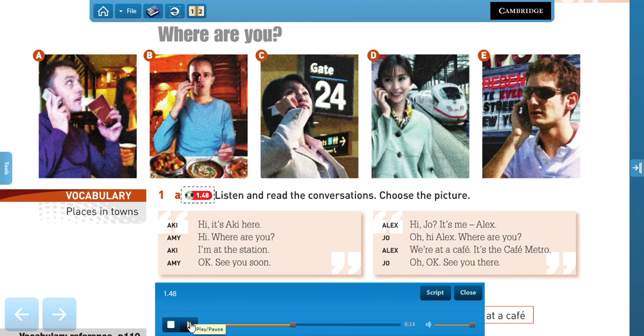Okay, so in which image is there a woman in a train station maybe? Or a station? Picture D, right? There we can see the train or the metro. So she is at the station. Yes? Good. This is an airport, so don't be confused. Station and an airport. Let's listen to the second conversation.